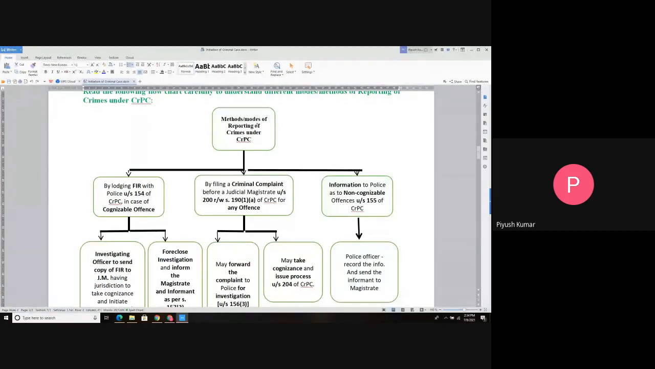Okay, so I'll stop here for a while. Read this. Even if you miss the relevant section initially, because we are starting with the CrPC, अगर एक बार को आपको लगता है कि चलो सेक्शन नहीं बता पा रहा हूं मैं, but the method you should know.